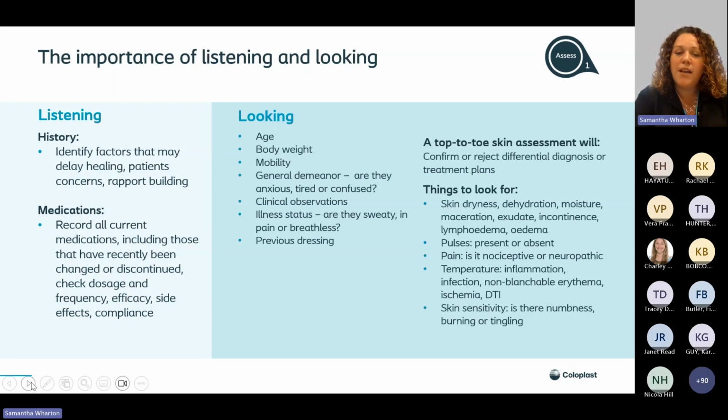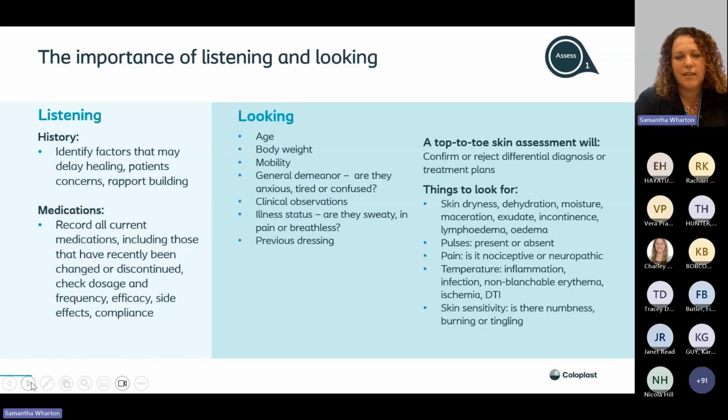When you generally meet a patient, you're automatically looking at how they're mobilizing. You're looking at their general demeanor. Are they anxious, tired? And you're making those observations. Are they sweaty? Are they in pain? And it's really important. I used to hate it when I went out with the district nurses and they'd have taken the dressings off and put them away in the bin and cleaned the leg, which was lovely. But I always wanted to see what the previous dressing was.